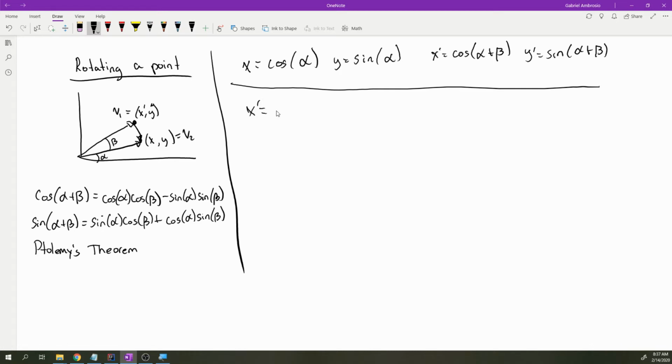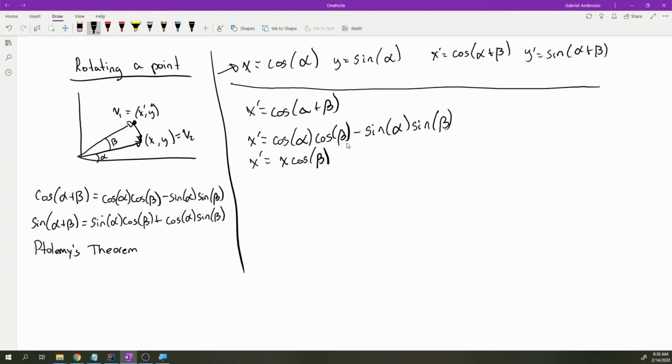So right now we have x prime equals cosine of alpha plus beta. So, what does this say alpha plus beta is? Well, we can say x prime equals cosine of alpha cosine beta minus sine of alpha sine of beta. Well, that's kind of interesting because I just so happen to have some things written up here that we know. Hey, look at that. x is cosine of alpha. So we could say that x prime is just x times cosine of beta.